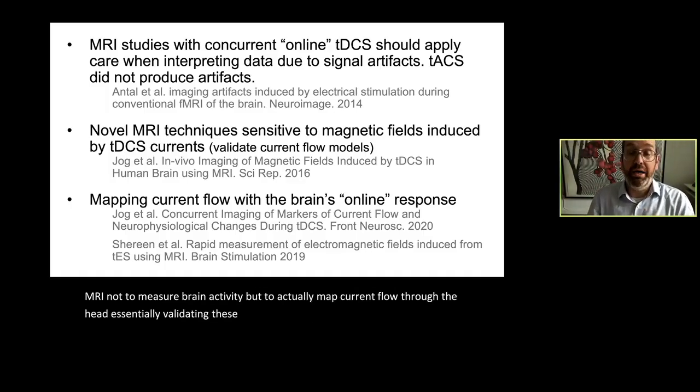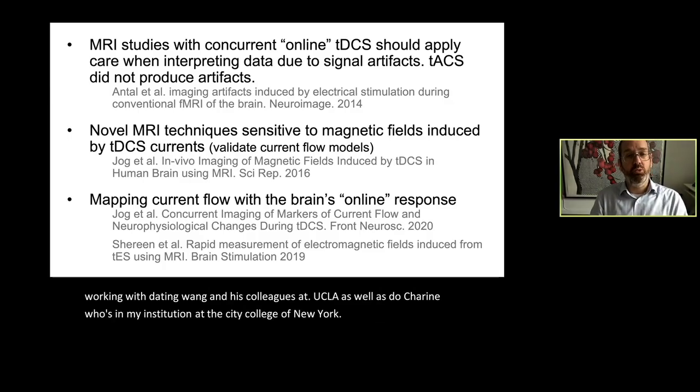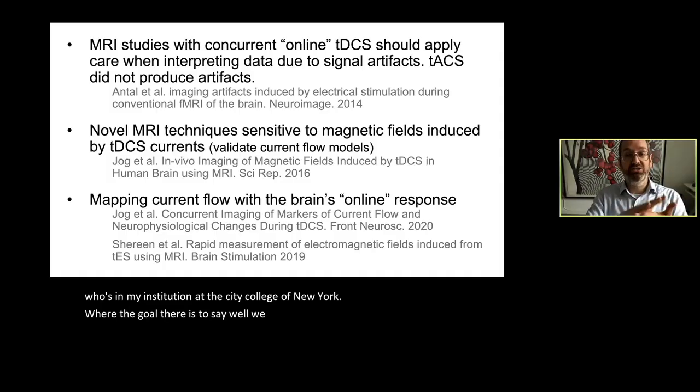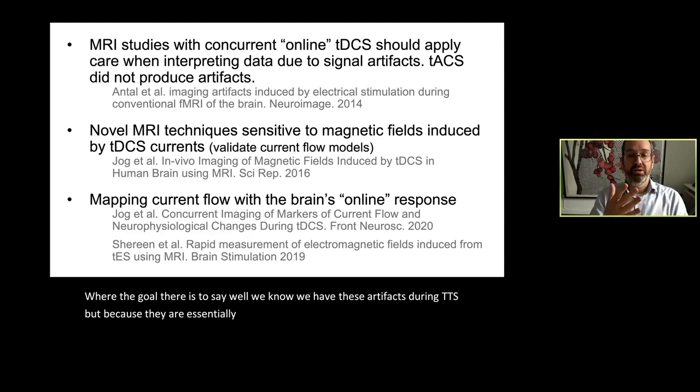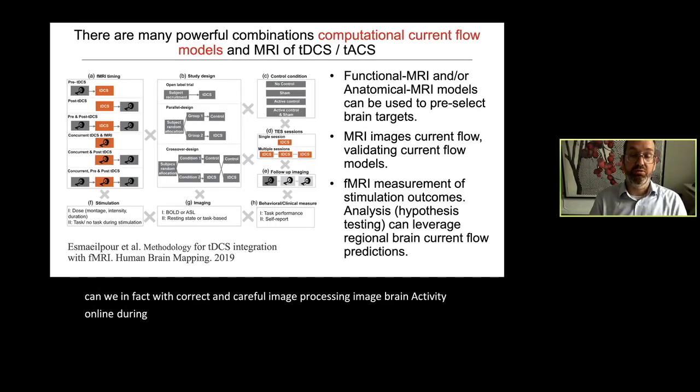And there's also been work by us working with Danny Wang and his colleagues at UCLA, as well as Dr. Shireen, who's at my institution, the City College of New York, where the goal is to say, well, we know we have these artifacts during TDCS, but because they are essentially a known quantity, can we correct for them? And can we, in fact, with correct and careful image processing, image brain activity online during TDCS? So I mentioned this review that we published, which starts to unpack all of these issues.